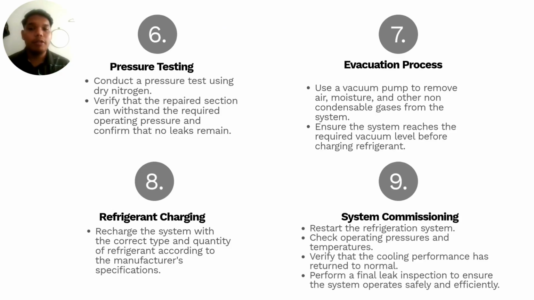After the repair is complete, a pressure test is conducted using dry nitrogen. This test ensures that the repaired section can withstand the required operating pressure and confirms that no leaks remain in the system. The system then undergoes an evacuation process using a vacuum pump. This process removes air, moisture, and non-condensable gas that could reduce system efficiency or cause internal damage.